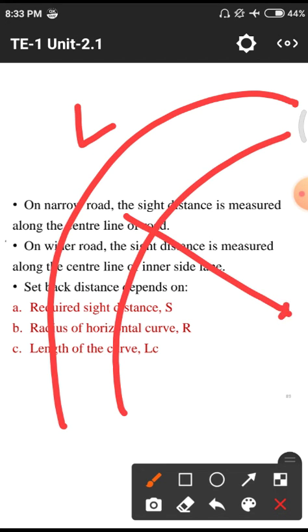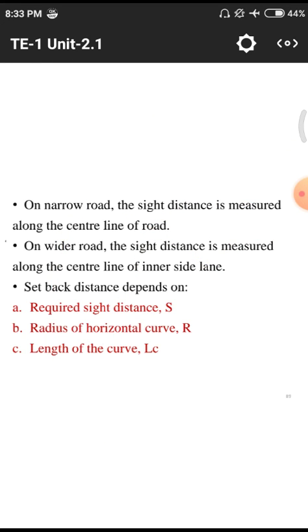This is the radius of the curve. This is the difference between the radius of the horizontal curve and the length of the curve. Radius is from the center point. Length means from one end to the other end; that is called the length of the horizontal curve. From the center point, what is the radius? Those two things differ according to their nature.